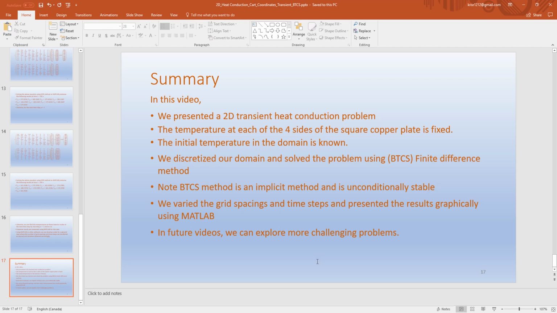We varied the grid spacings and time steps and presented the results graphically using MATLAB. In future videos, we can explore more challenging problems.